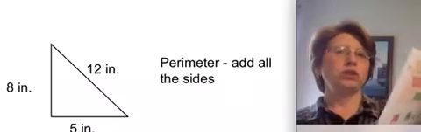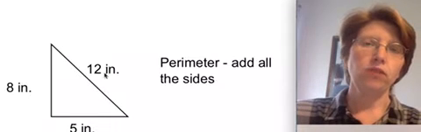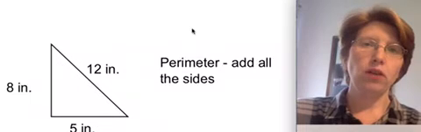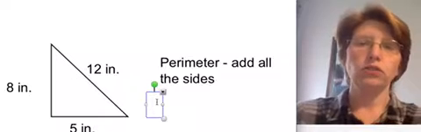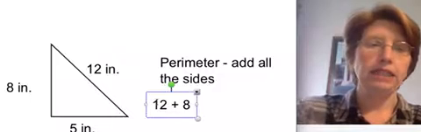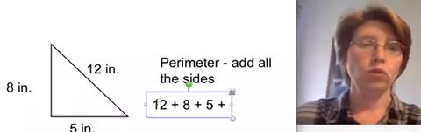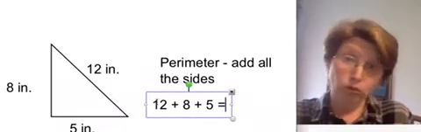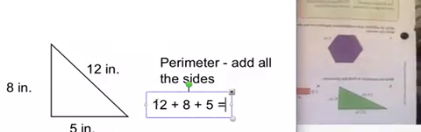shape. So let's look at this shape on the screen that I have here. It has a side of 12, this side of 8, and this of 5. So if I were to want to find the perimeter of this shape, all I would need to do is 12 plus 8 plus 5, and then that would equal my perimeter. Simple, right? So it's the same for when you have different size shapes also. So it works for the triangle.